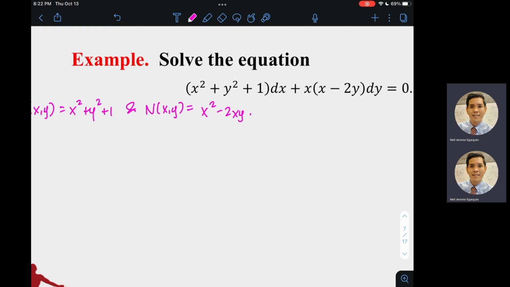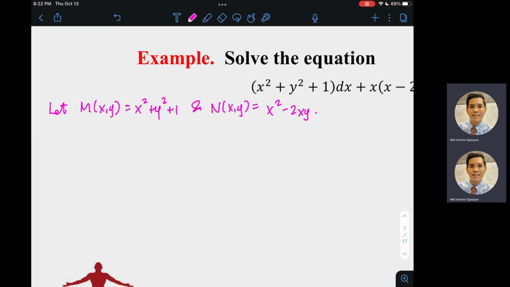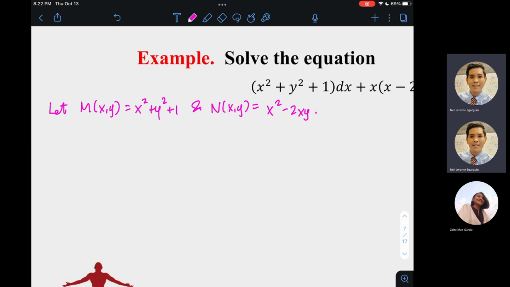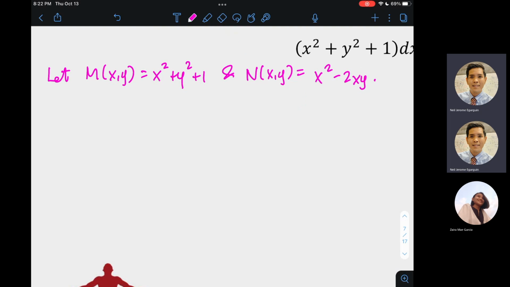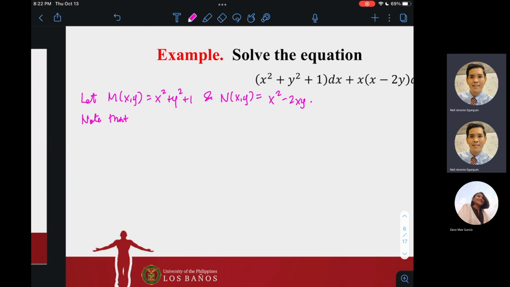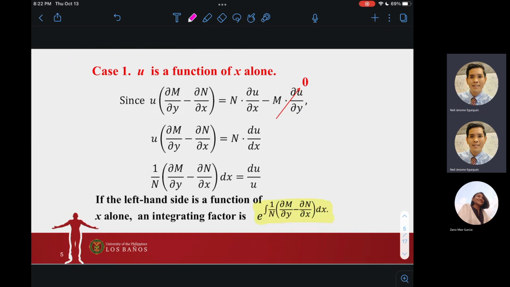So paano siya magiging exact? Well, kailangan natin ng integrating factor. But there's a requirement para magkaroon ka ng integrating factor. We need to see first whether this guy would be a function of x alone, right? So note that, titingnan natin yung nakuha natin from our derivation, either of the two cases, right? So tingnan ko muna to.